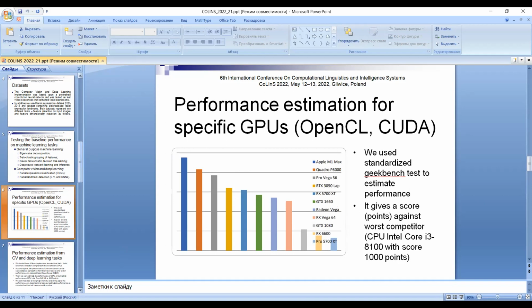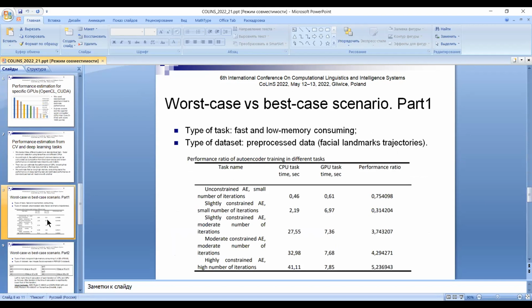So we created a series of tests with worst case and best case scenarios for specific tasks. The first one was deep autoencoder tasks. We tried to manipulate the weight functions in order to see in which situation a certain GPU and a certain CPU behave against one another. The specific CPU was an AMD Ryzen 5 3600 and the GPU was an AMD Radeon 6500 XT, and they were tested against one another.